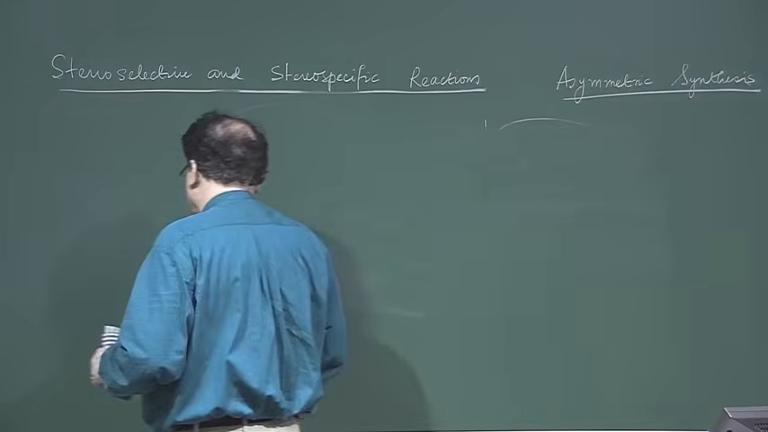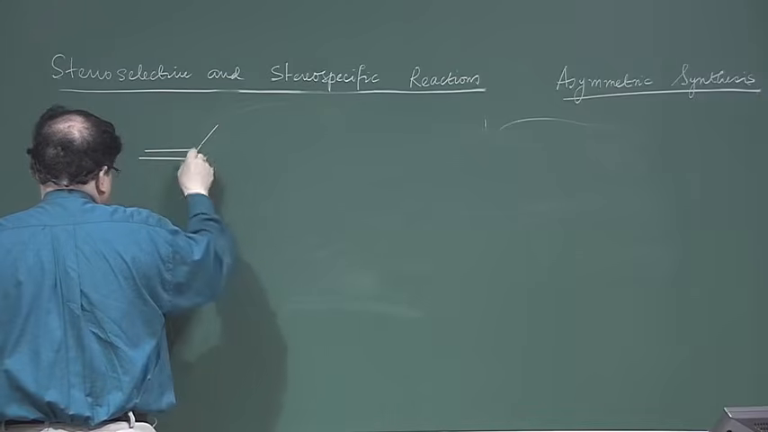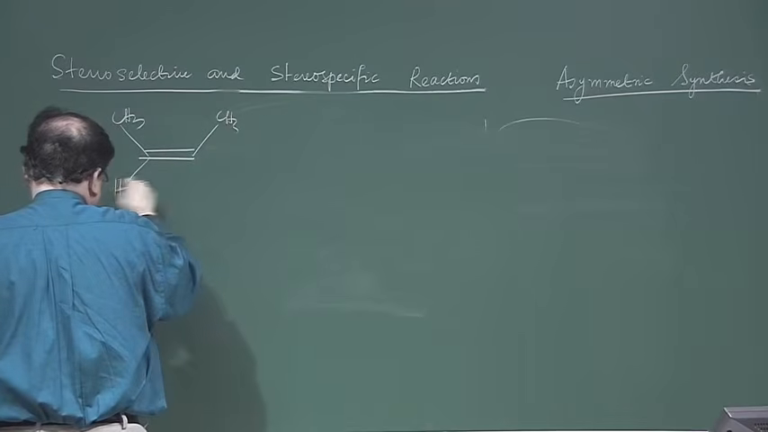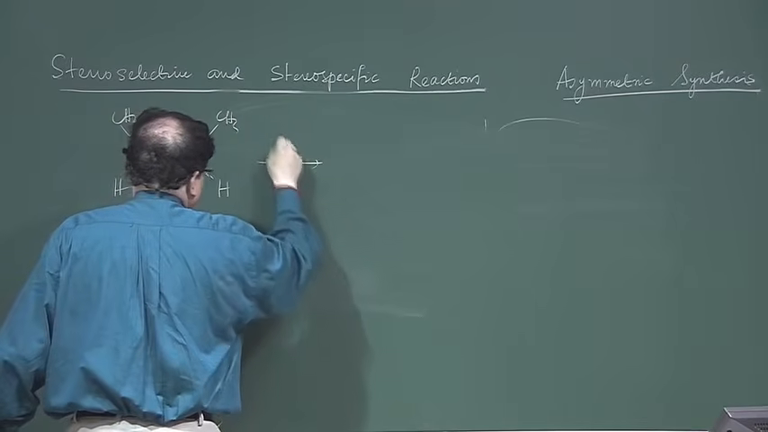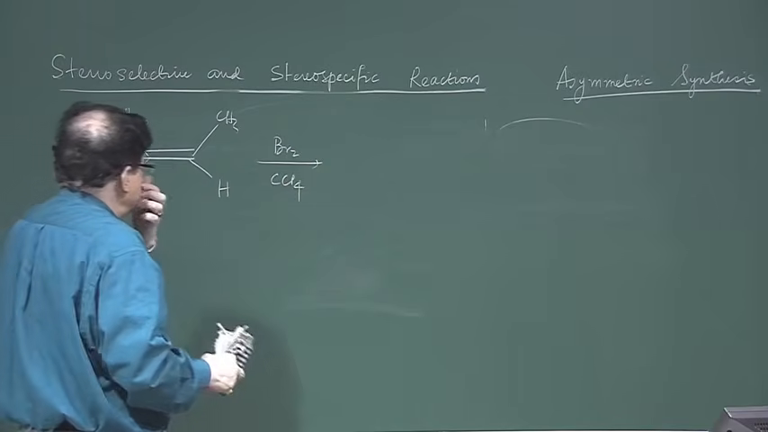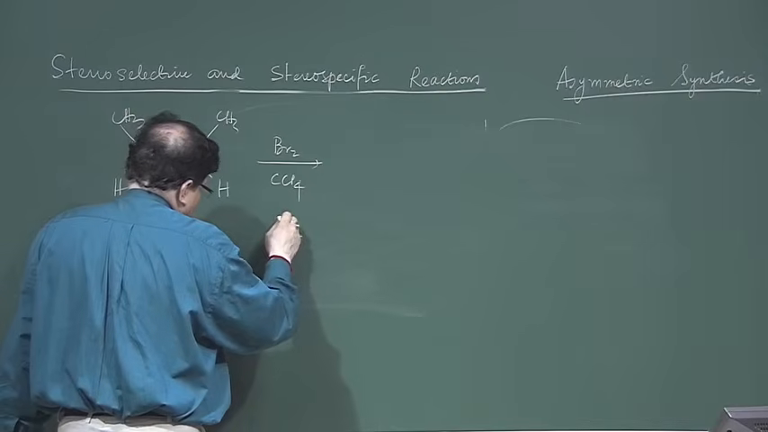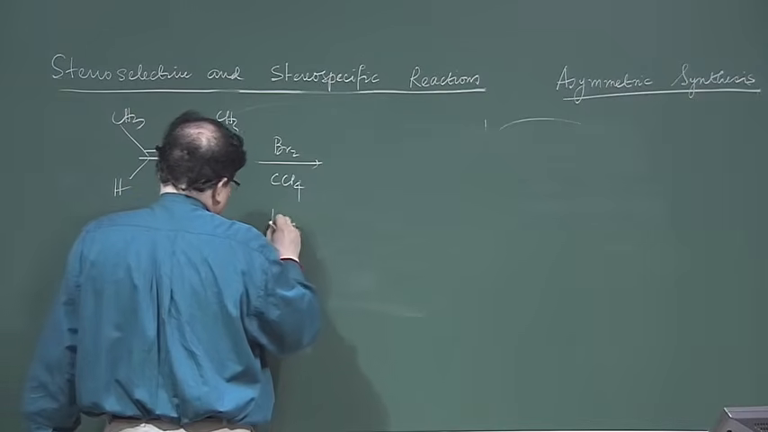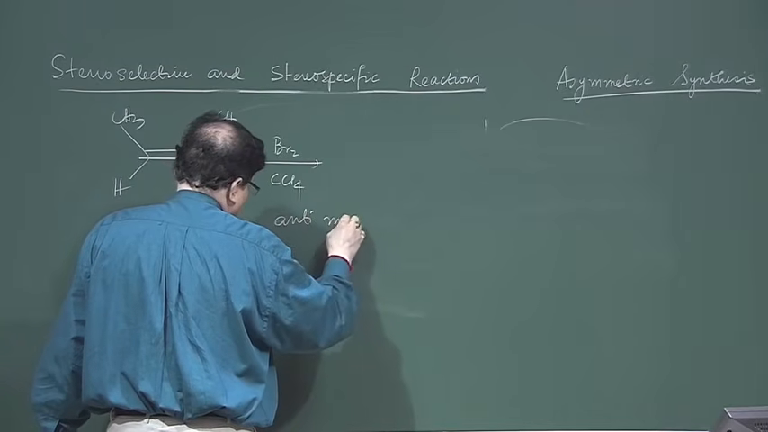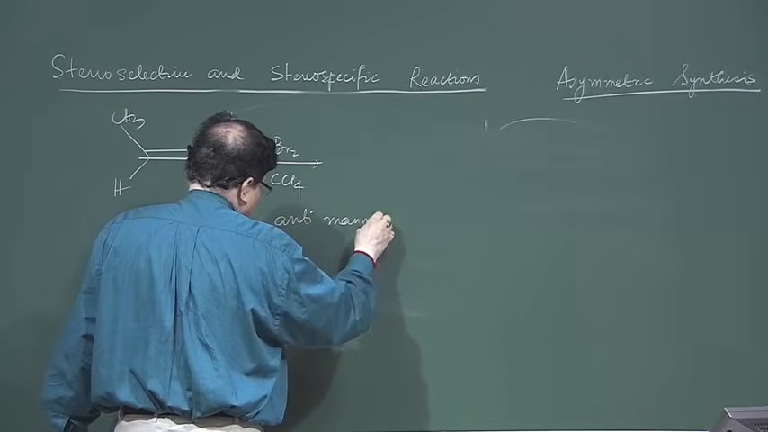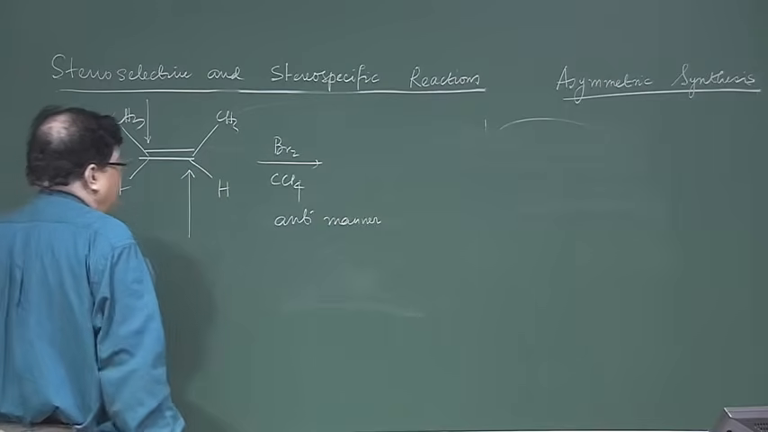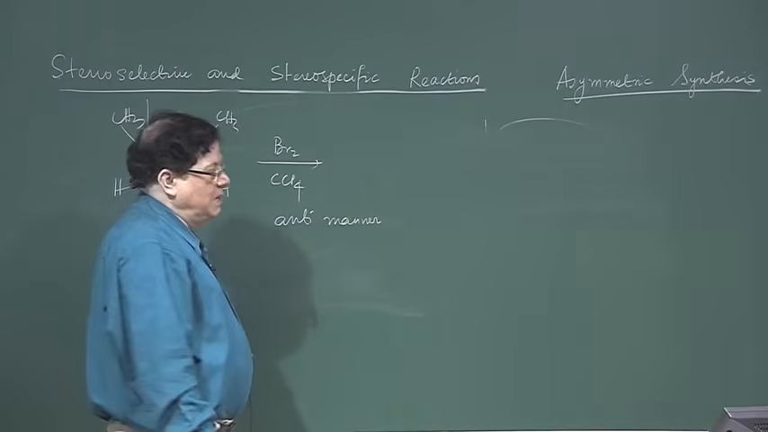Suppose I take cis 2-methyl butene, and if I add bromine onto this, say I take bromine in carbon tetrachloride, I know the bromine atoms add in a trans manner, right, in an anti manner. That means if one bromine comes from the top, then the other bromine comes from the bottom. And that is because of the formation of a cyclic bromonium ion.